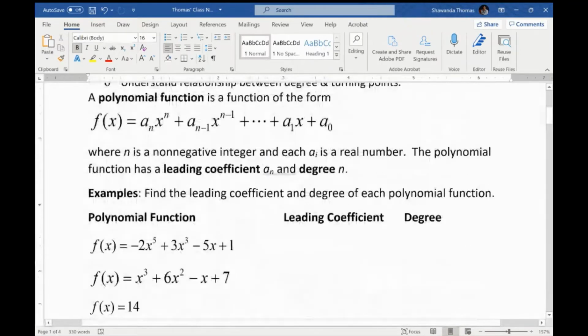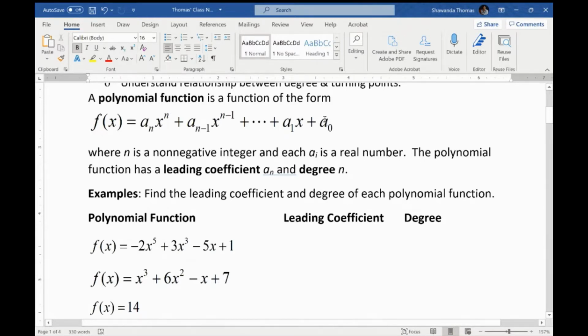And here we go. A polynomial function is a function of the form f of x equals all of this. Now, I know that looks like a lot of stuff, but it's really not. It says where n is a non-negative integer and each a sub i is a real number. So all of these a's are basically coefficients.